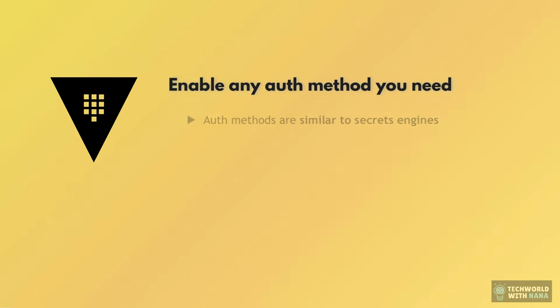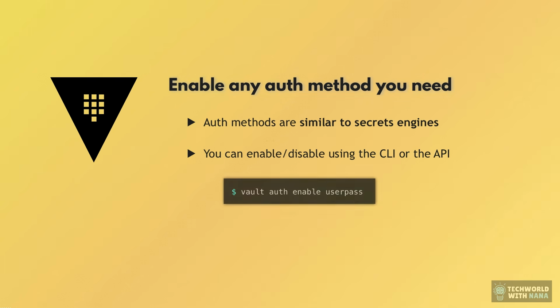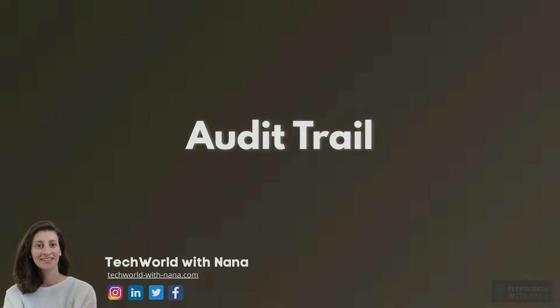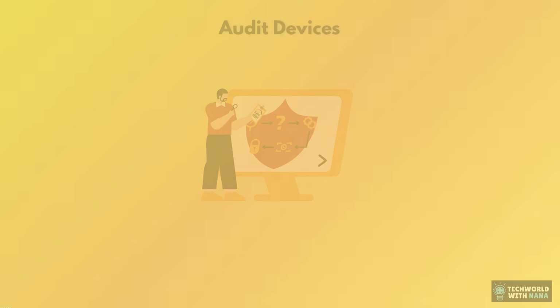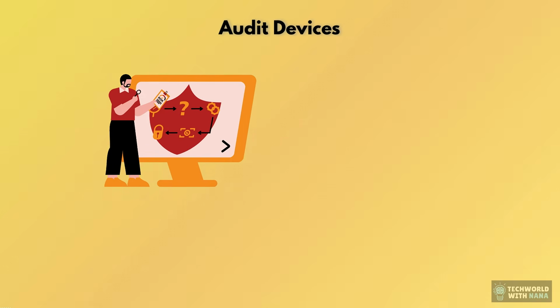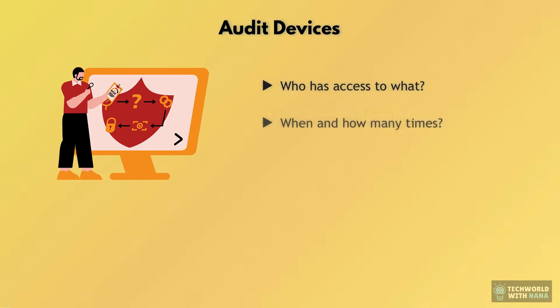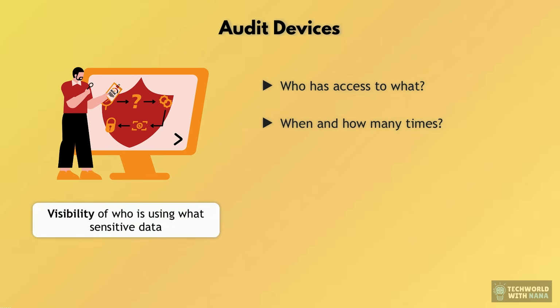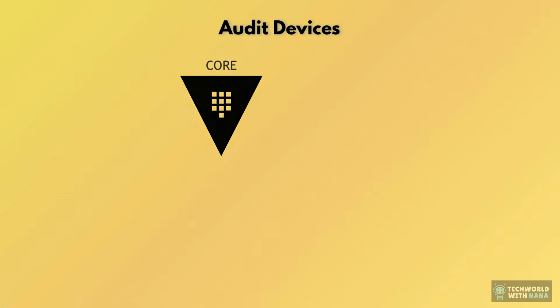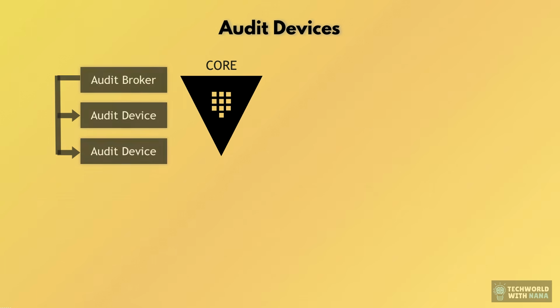And same way as secret backends, you can enable any of these auth backends that you need after you have installed and set up Vault. And finally, we need the audit trail, right? We want to track who has accessed what, when, how many times, and so on. This is the visibility of who is using the sensitive data in case of any secrets being exposed or compromised. And you probably already guessed, we have audit backends for those, called audit devices.